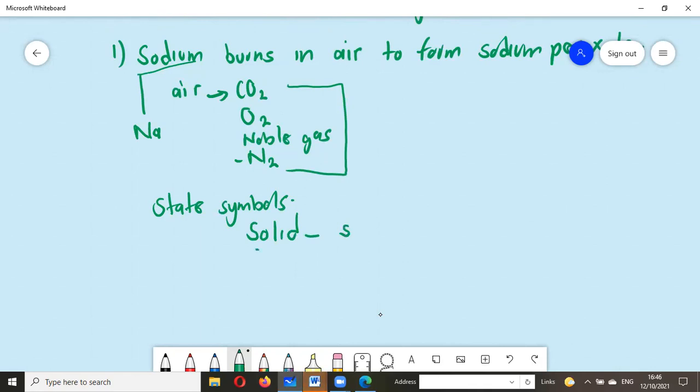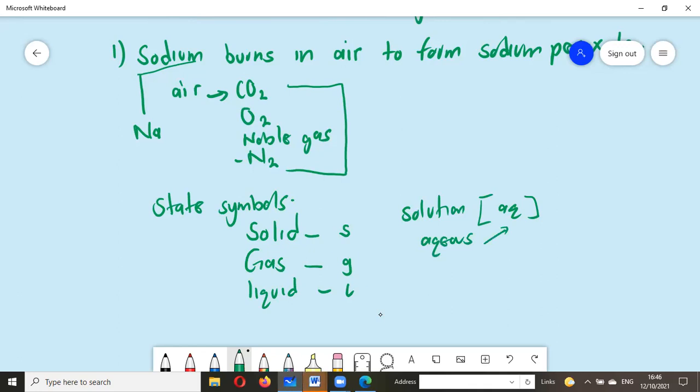If a substance is a gas, it will be what? G. If a substance is a liquid, we shall use a small l. Now, if you have a solution, it will be aqueous, which is aq. We shall say it is an aqueous solution. That's all.